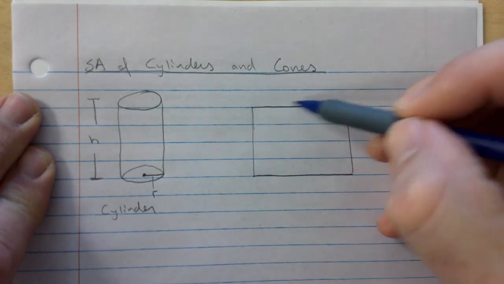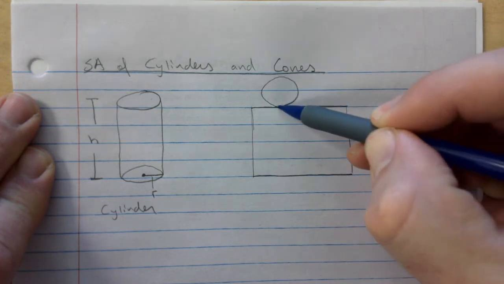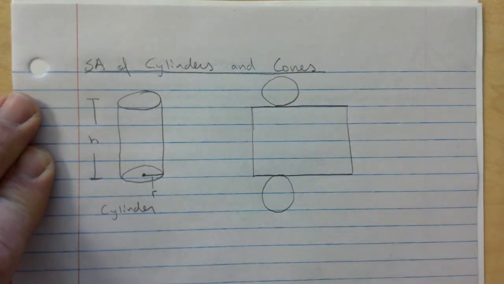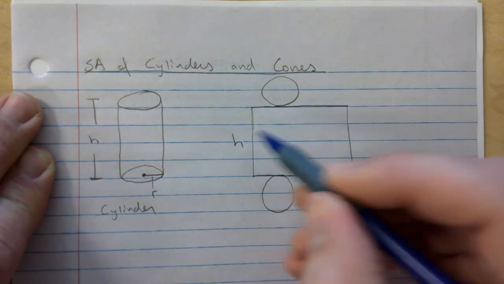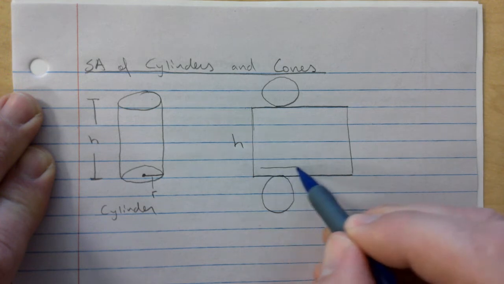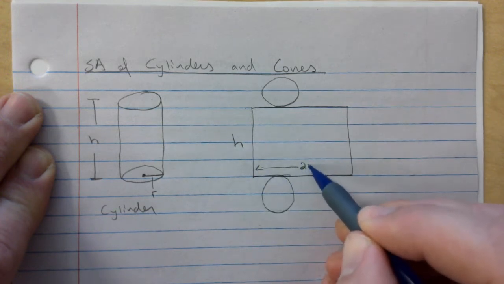And 2 circles. So anywhere you want, you have 2 circles like this. Okay. Where this is still the height, right? The height stays the same. The length of this would be 2 pi r.